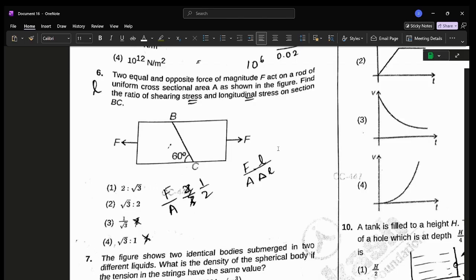So could you please help me with this question? Like it looks so easy, but I don't think it's as easy as I think it is. The answer is third option, which is 1 by root 3. I don't understand how. Could you please help me with it?